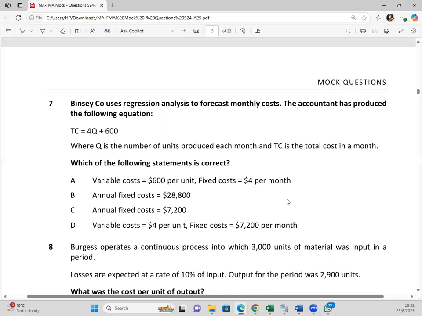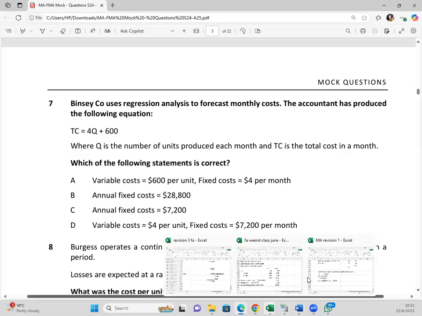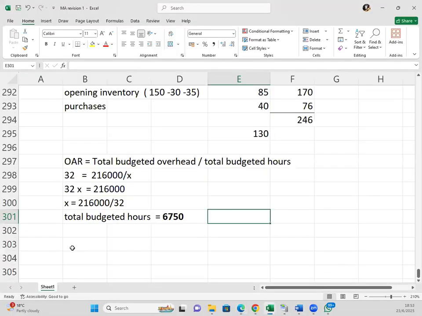Bensley uses regression to forecast. The accountant has produced the following equation, where Q is the number of units produced each month, and TC is the total cost. So the 4Q, this 4 is representing the variable cost. Q is the number of units. The number of units are multiplied by the variable cost per unit. So the total cost function says that.